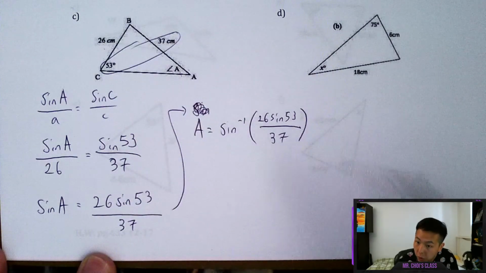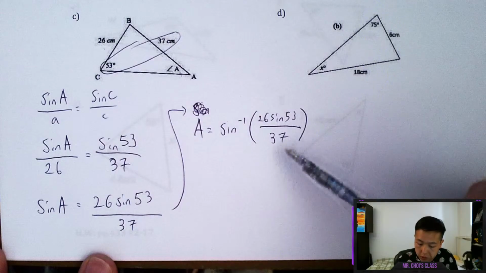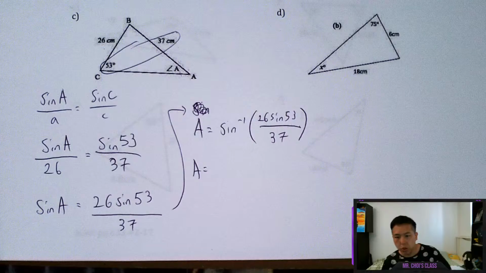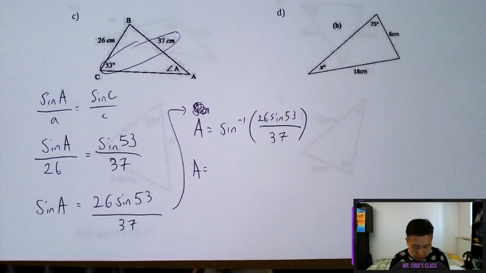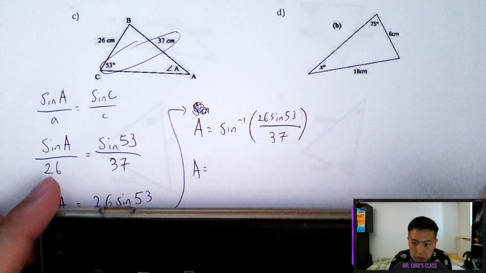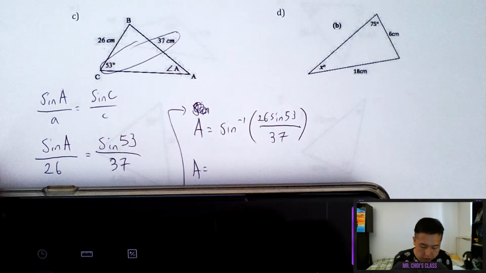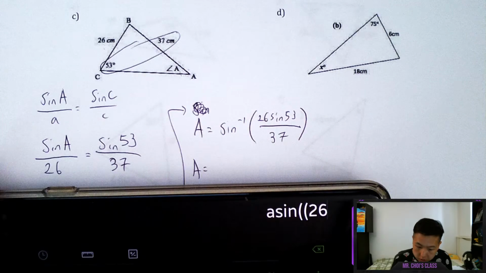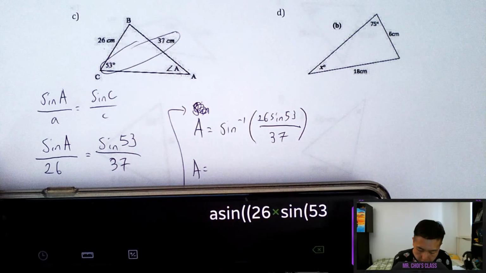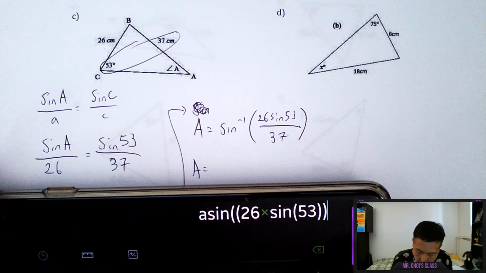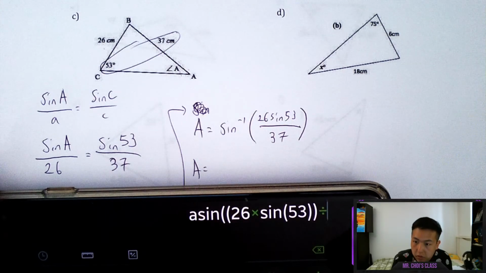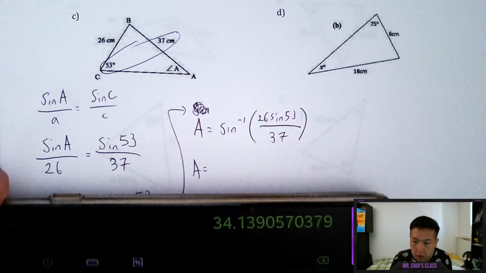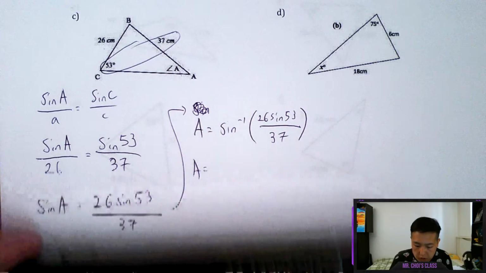You can do that, or you can just solve the fraction first and then plug it into your trig function. So plugging that in and solving it will give us sine inverse of 26 sine 53 divided by 37, which gives me 34.1 degrees.